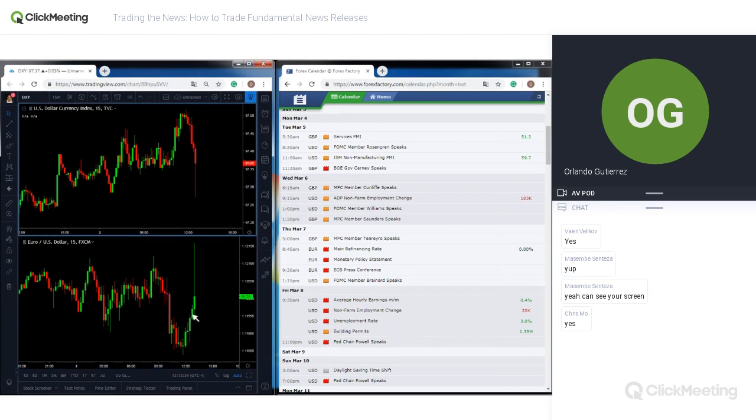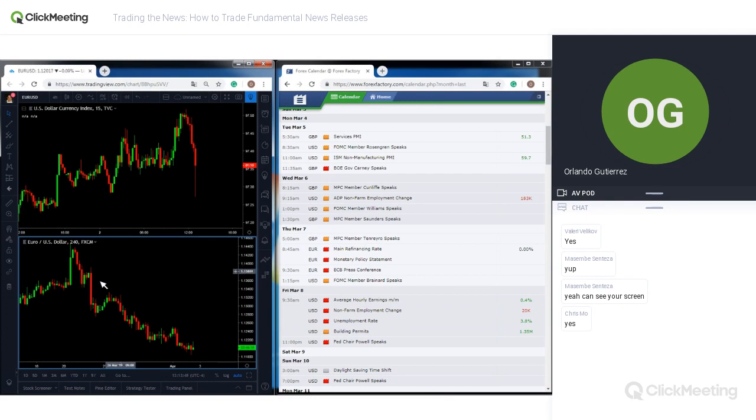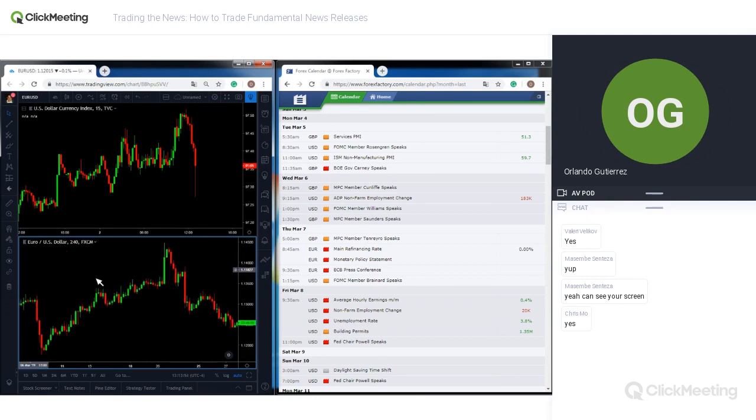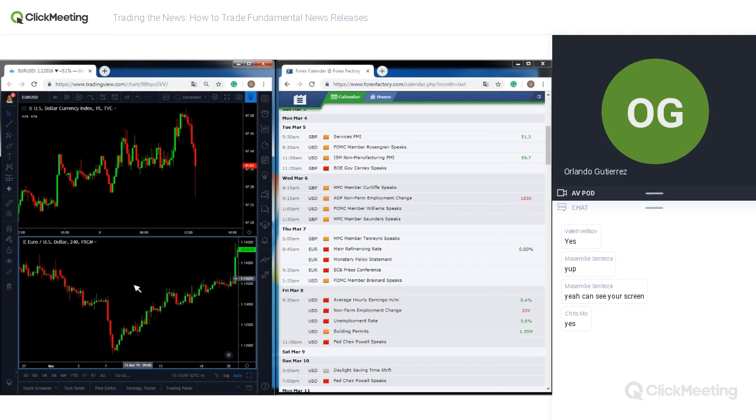So we're going to go back and look at the euro US dollar on Friday, March the 8th. And to do that, we're going to go to the 4-hour chart, just to locate it on the charts, right? That's on March the 8th. And let's try to locate March the 8th. And here we go. That's the 7th. And here is the 8th.